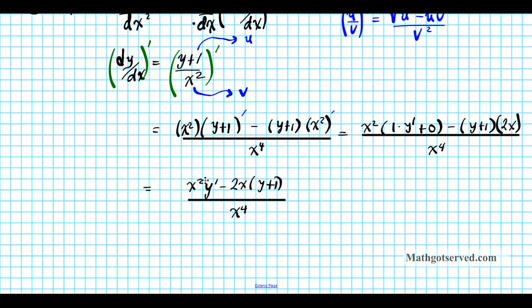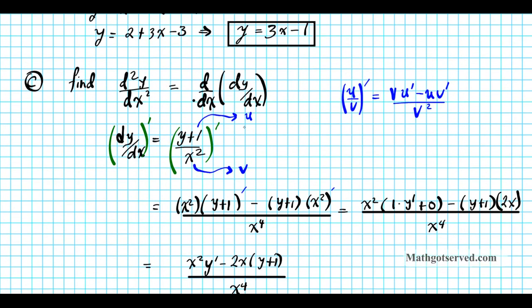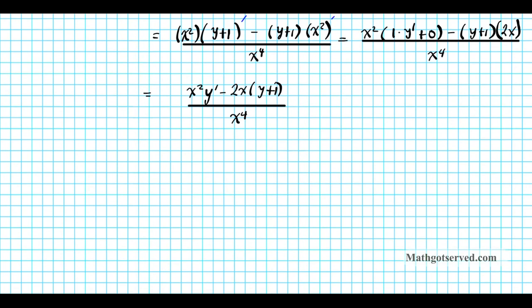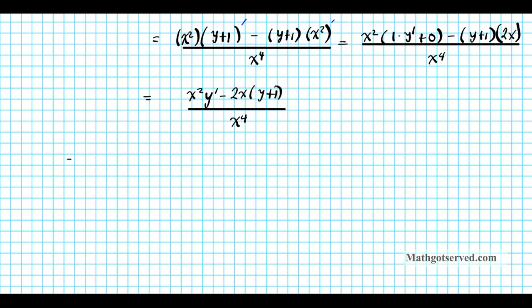Now what is y prime? We're going to substitute the value of y prime, dy dx equals y plus 1 over x squared, into this equation to finish off the expression for our second derivative. So let's plug that in. We're going to have x squared times y plus 1 over x squared, substituting for y prime, minus 2x times y plus 1, and that entire expression divided by x to the fourth.